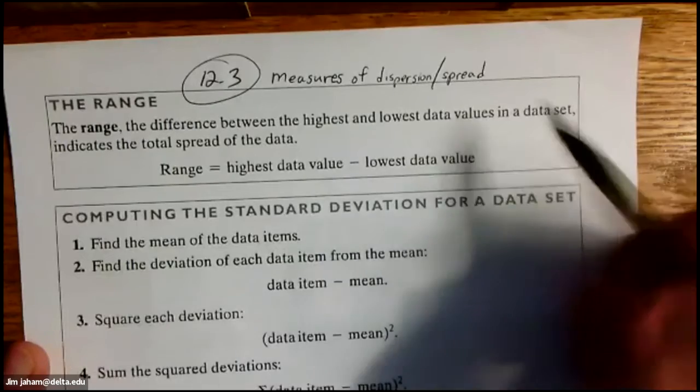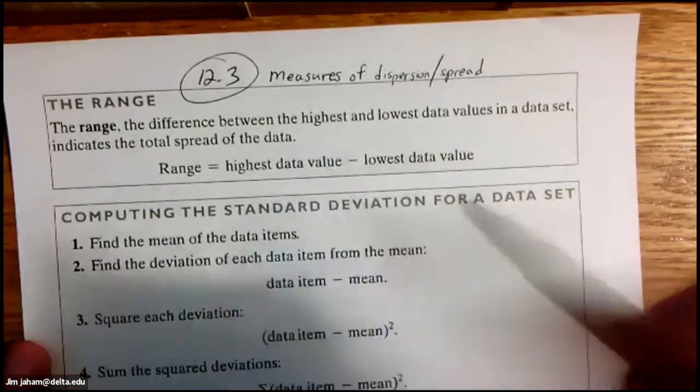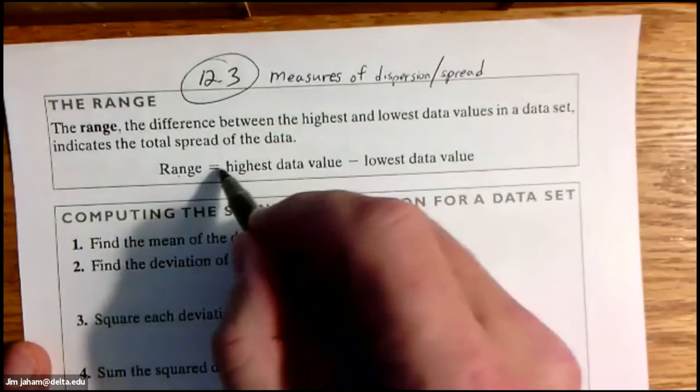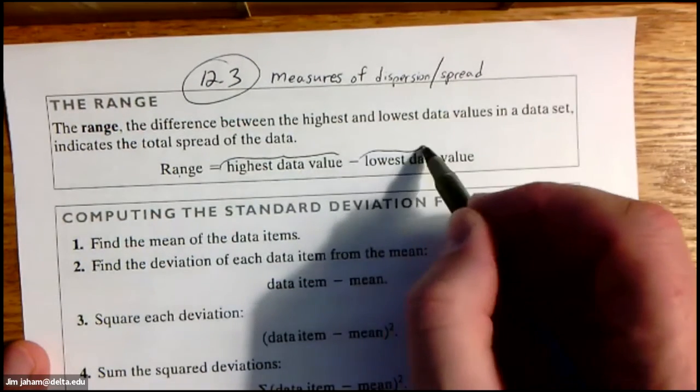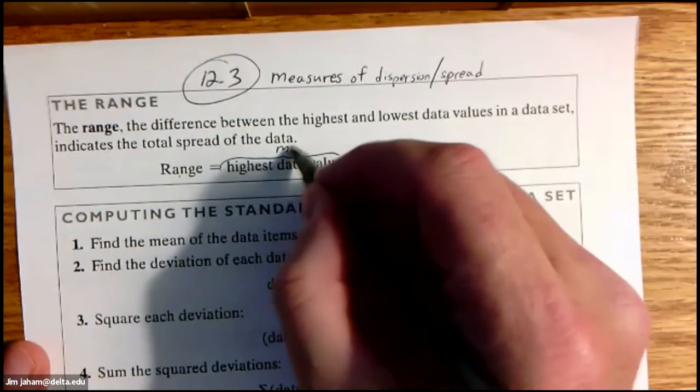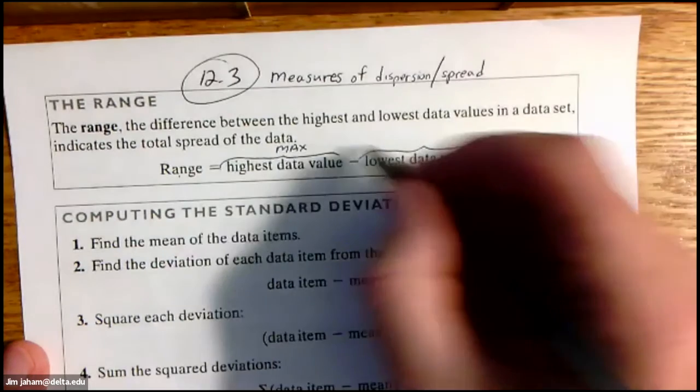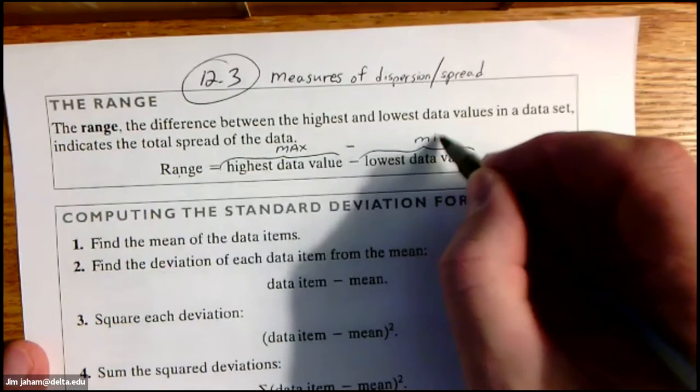And the first one is one that we've already calculated, and that's the range. If you want to know how far data values are dispersed, their range, just take the highest data value that we call the maximum or the max, and subtract the smallest data value that we call the min.